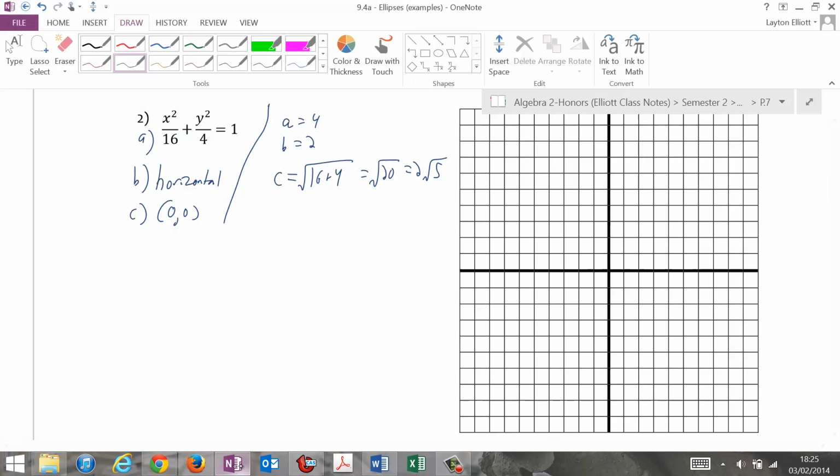I get 4.5 or so. So I'm going to say it's about 4.5.